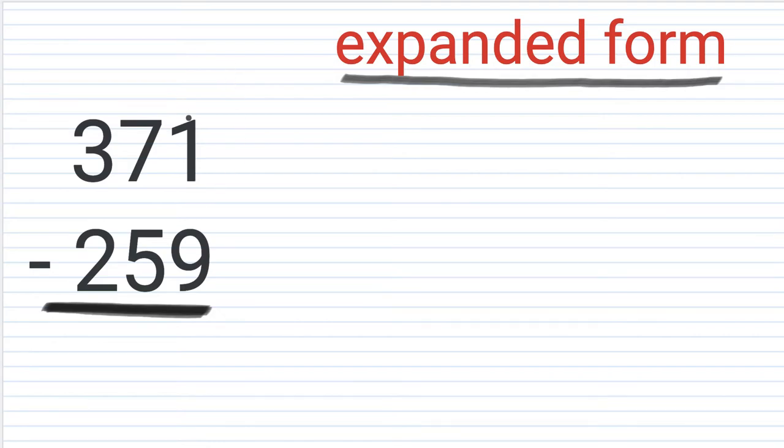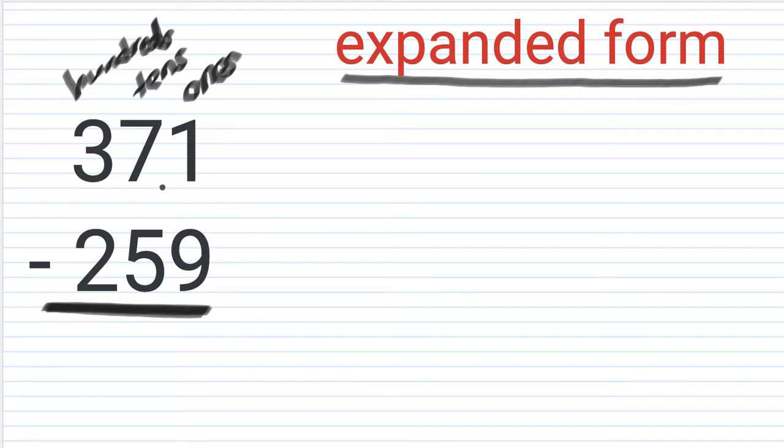In these numbers here, 1 and 9, the place value is the ones. I know that you memorized that already. And the numbers 7 and 5, their place value is tens. And here, the numbers 3 and 2, the place value is hundreds. I hope you still remember the terms in the place value. Okay, ones, tens, and hundreds.